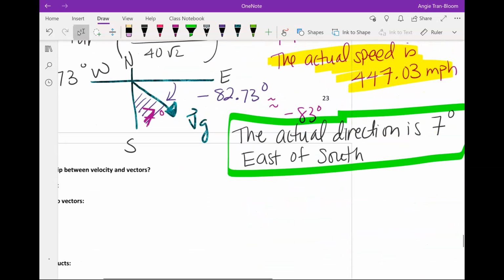Now your book is not going to spell all of that out for you. The way this book writes it is 7 degrees, east is in the back, and then south is in the front. Okay, this is the end of your example 8.